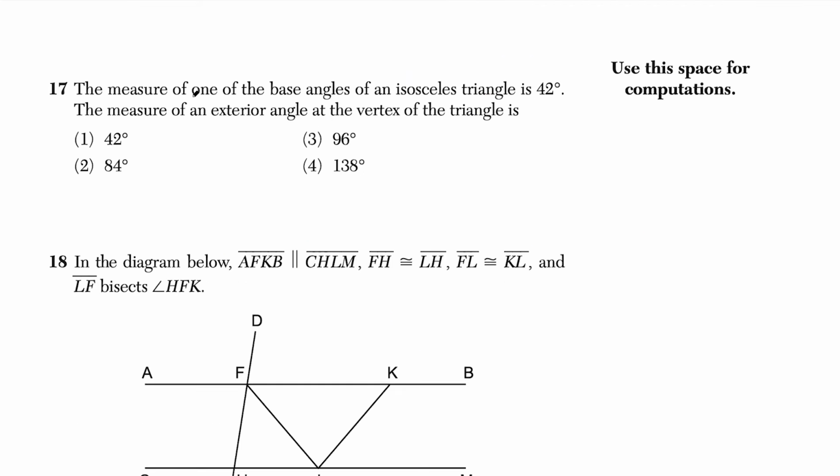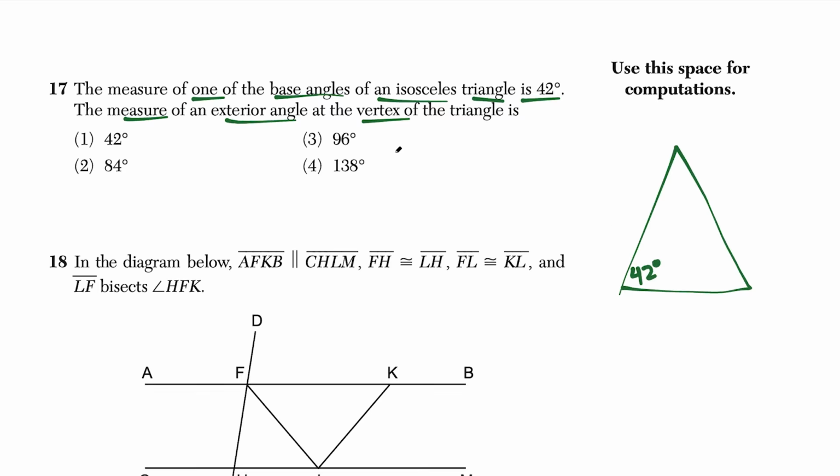Question 17: the measure of one of the base angles of an isosceles triangle is 42 degrees. The measure of an exterior angle at the vertex of the triangle is... For this one, I would draw this out first. So we have an isosceles triangle. So here's our isosceles triangle. We're told the base angles are 42 degrees. Well, technically they gave us one base angle, but in an isosceles triangle, the base angles are congruent. So both angles are 42, and the vertex is the angle that's not congruent with the others.